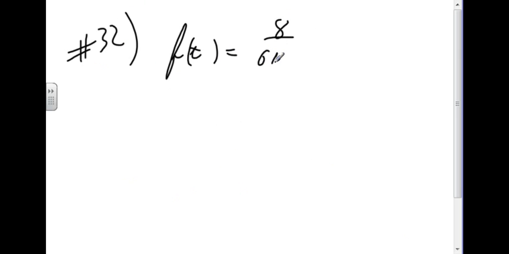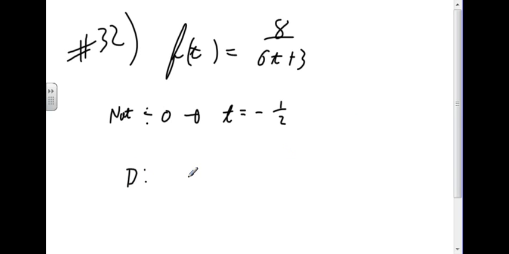And number 32. F of t equals 8 over 6t plus 3. We want to know the domain. Don't even care about the range. All right, so what we're interested in is not dividing by 0. That's what we're interested in. So we're going to be dividing by 0 when t is equal to minus 1/2, right? So minus 1/2 is not in the domain.